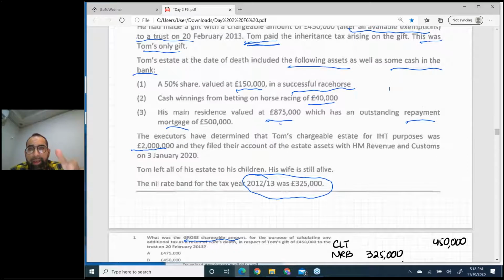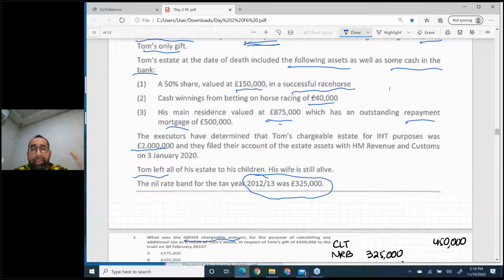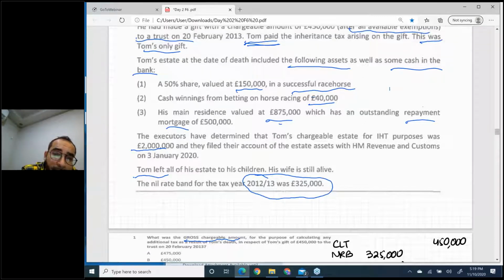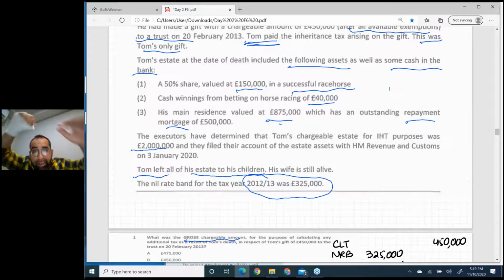Now you have to calculate death tax. They filed their account of the estate with HM Revenue and Customs on 3rd January 2020. No issue. Now, Tom left all of his estate to his children, going downward in the generation. Now tell me, all residence NRB conditions, looks like we have met all conditions.